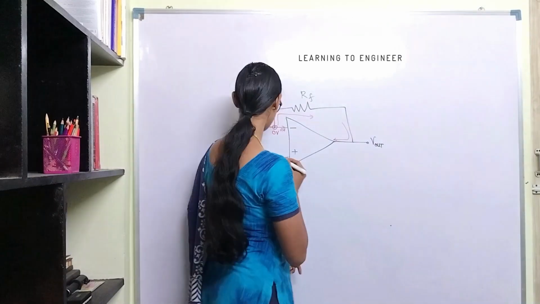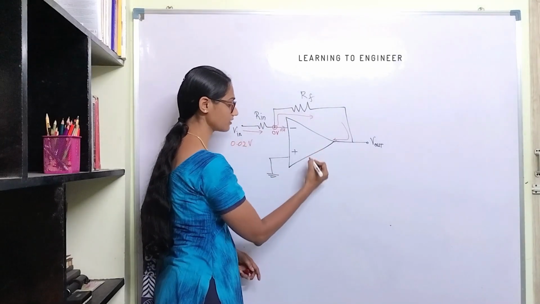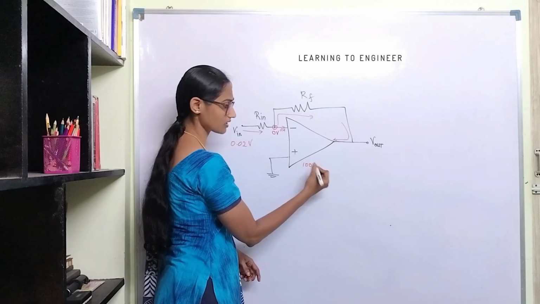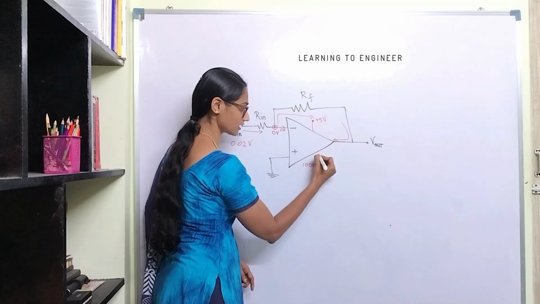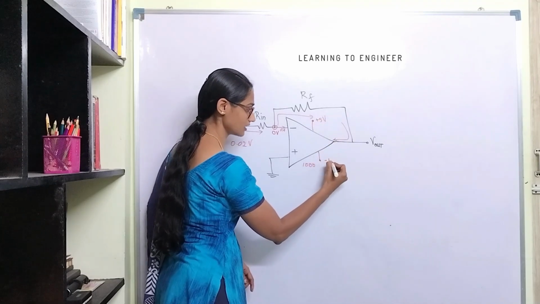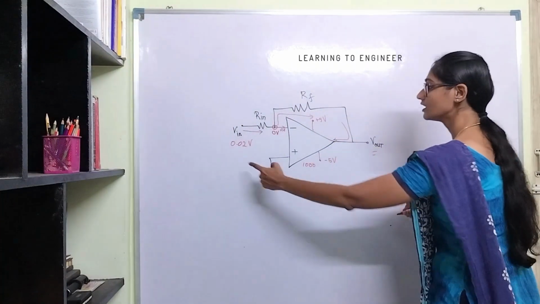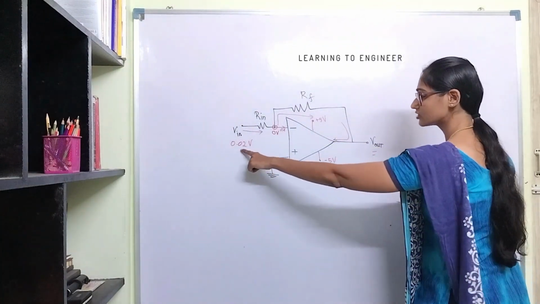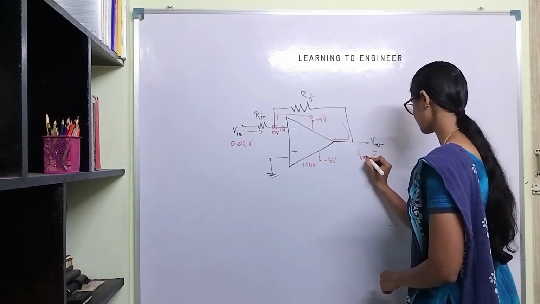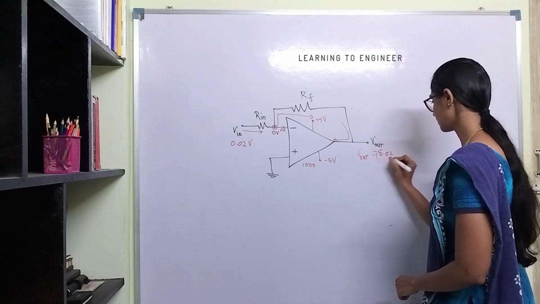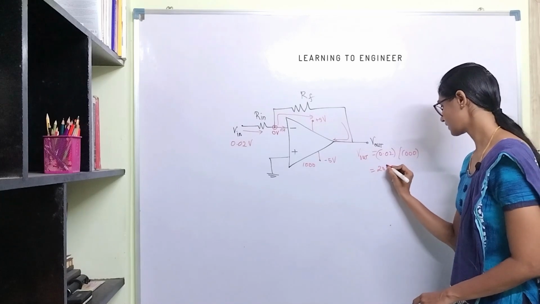Consider that you are supplying a voltage of 0.02 volt and this has a gain of, let us say, 1000. And I am supplying plus 5 volt as VCC and the VEE is minus 5 volt. So under this configuration, what will be the value of output? Input times the gain, which is 0.02 into 1000. So V out is equal to 0.02 multiplied by 1000. This is equal to 20 volt.